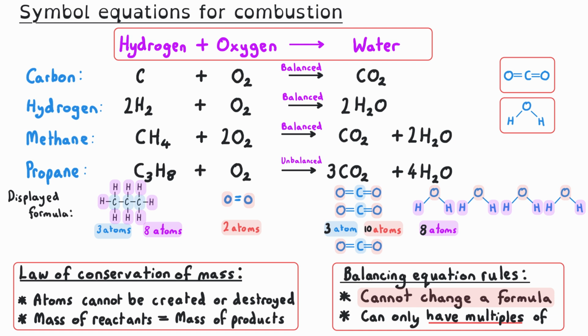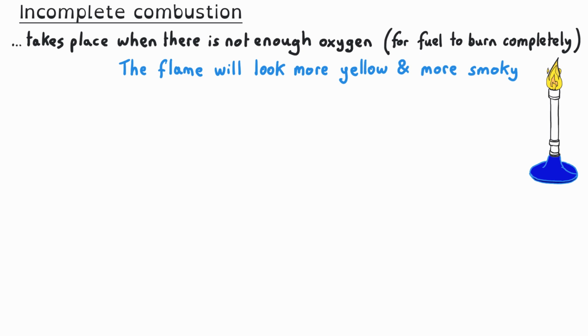And so to get 10 atoms of oxygen in the reactants, I need to have 5 O2 molecules, because each O2 molecule has 2 atoms of oxygen, so in 5 of them, I have 10 atoms of oxygen overall. So the full balanced equation for the combustion of propane is C3H8 reacting with 5 O2 to produce 3 CO2 and 4 H2O. Incomplete combustion occurs where there isn't enough oxygen available for a fuel to burn completely.